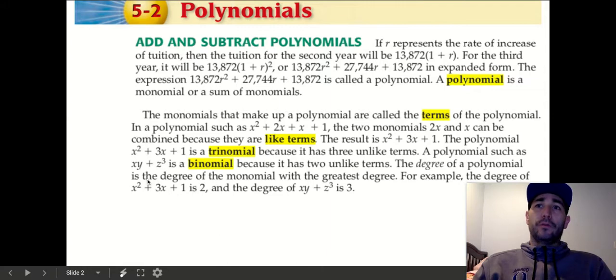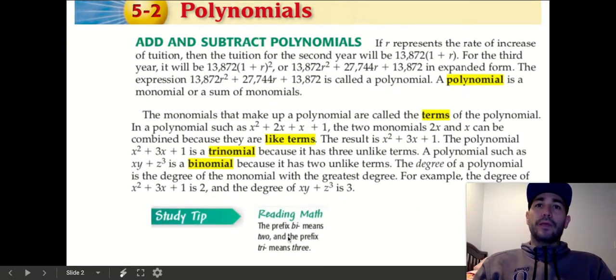The degree of a polynomial is the degree of the monomial with the greatest degree. For example, for x squared plus 3x plus 1, the degree of this polynomial would be 2 because out of the 3 terms, this has the highest degree, which is 2. In xy plus z cubed, the degree of this polynomial would be 3, because the degree of the first monomial is 2, since 1 and 1 make 2, and this one has an exponent of 3. Between the two terms, this term has the highest degree, so the whole polynomial has a degree of 3. Just keep in mind that the prefix bi means 2, and the prefix tri means 3.